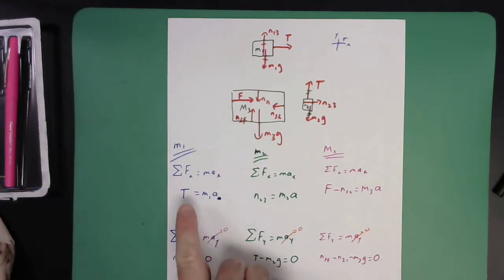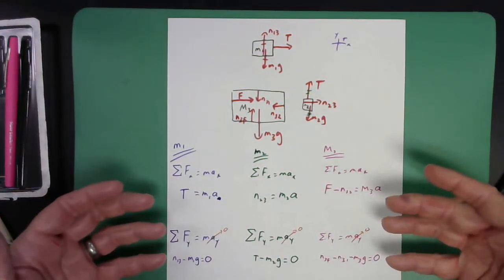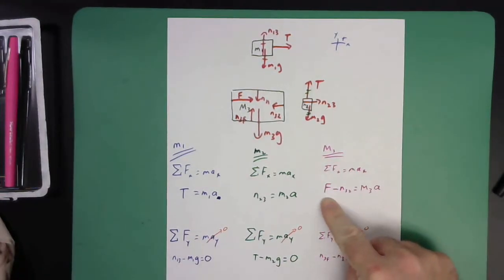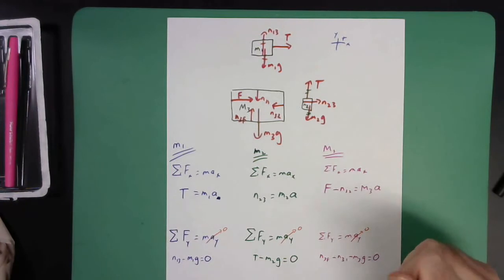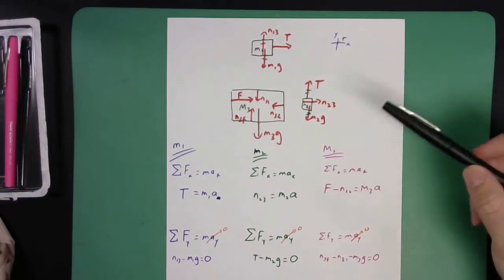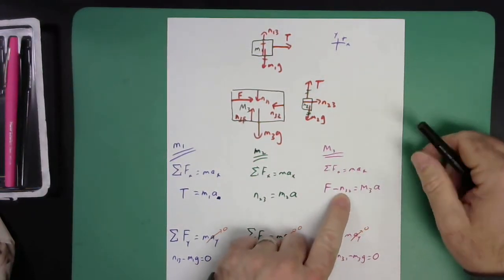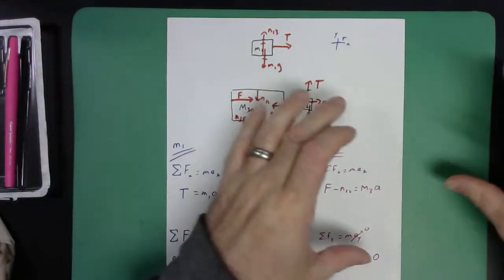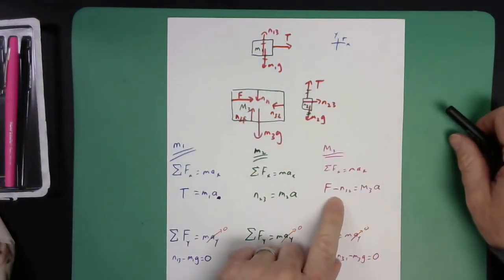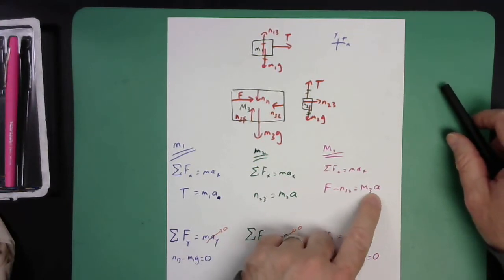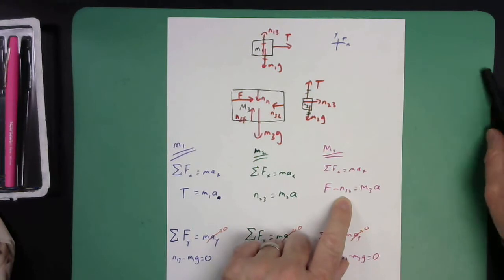So now I have 6 equations. My job is to solve for F in terms of M and G. So I'd like to get rid of N32, and I'd like to get rid of A, because I don't know the acceleration, how fast it's accelerating sideways. So I want to get rid of A and N32.